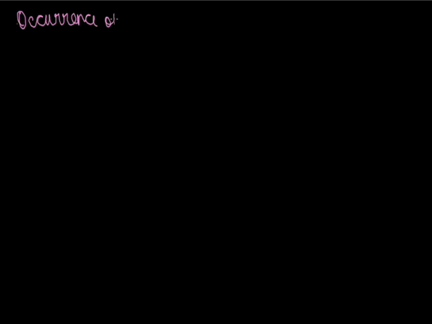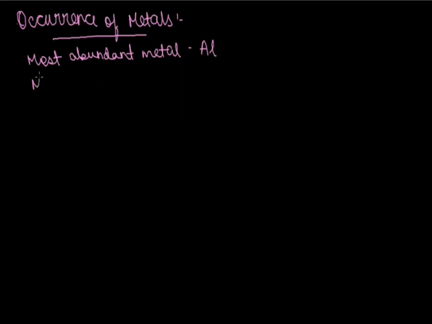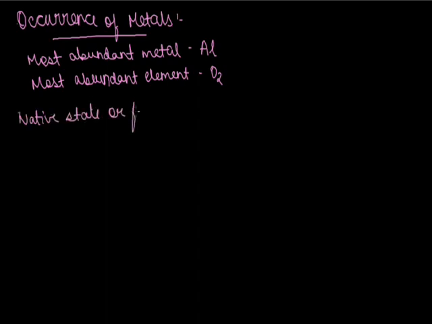Now next is occurrence of metals. All metals are present in the earth's crust either in the free state or in the form of their compounds. The most abundant metal in the earth's crust is aluminium, and the most abundant element is oxygen. Native or combined state of metal. Native state or free state.